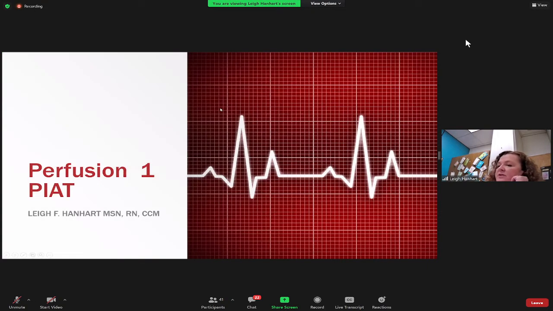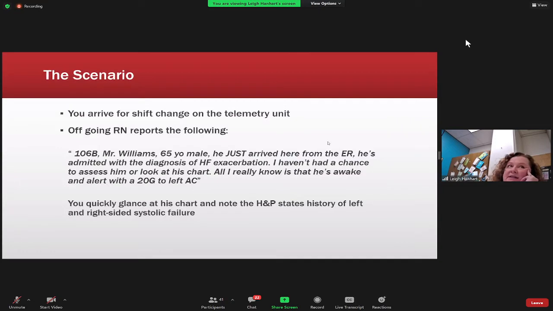All righty. So any other questions with the content that you guys reviewed? No questions? All righty. So this is the scenario. You arrive for shift change on the telemetry unit. The off-going RN reports the following. 106B, that's the room number, Mr. Williams, 65-year-old male. He just arrived from the ER. He's admitted with the diagnosis of heart failure exacerbation. I haven't had a chance to assess him or look at his chart. All I really know is that he's awake and alert with a 20 gauge to his left AC.